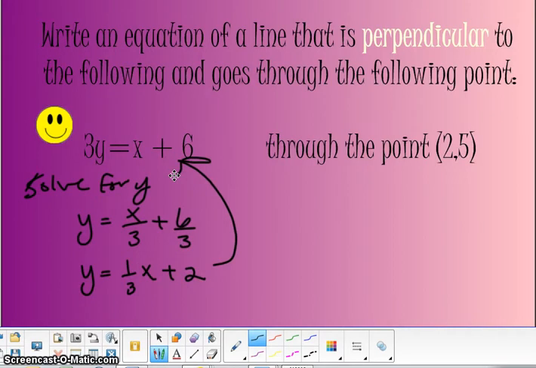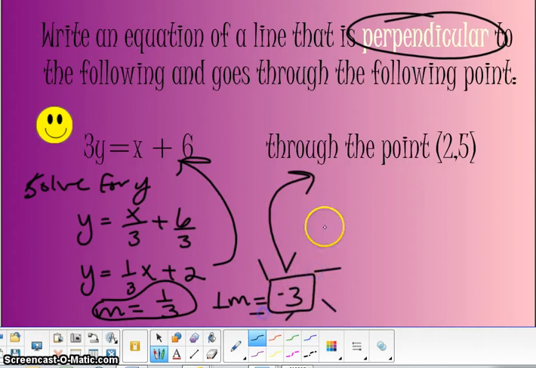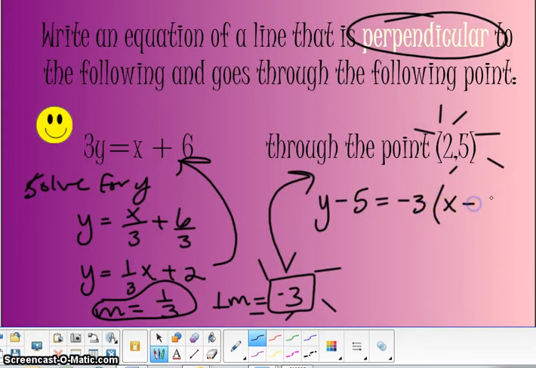Now I don't need all of it. All I need is the fact that the slope is 1/3. And then when you see the word perpendicular, you automatically have to switch that slope to the perpendicular slope, which is the opposite reciprocal. So this is the number that I'm going to use with this point. Okay, so again, we have slope and we have a point. So that means we're going to use the point slope formula. y minus 5 equals slope times x minus 2. So there's point slope form.